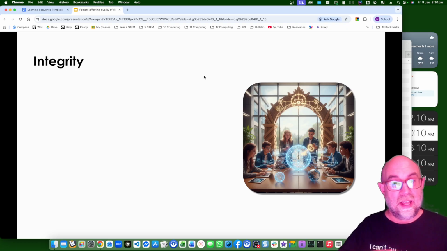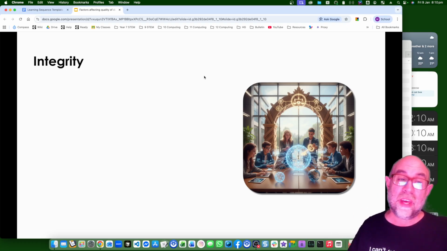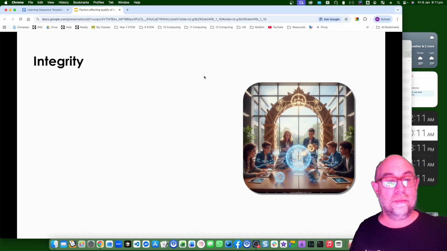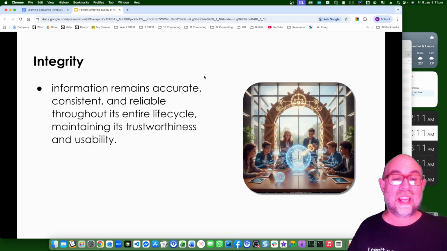So, the next dimension, a factor that affects data quality, is integrity. And as I said earlier, data integrity is a kind of catch-all term that we can use for this as well. In this context, we mean that information remains accurate, consistent and reliable throughout its entire life cycle. Now, the life cycle is the key concept here, which means we can maintain its trustworthiness and usability.